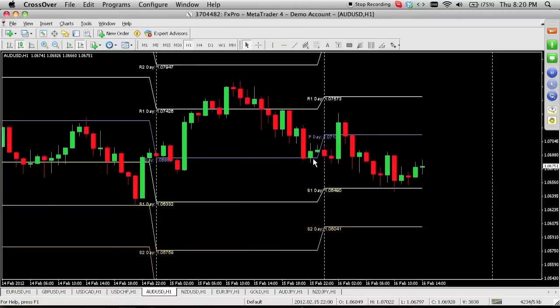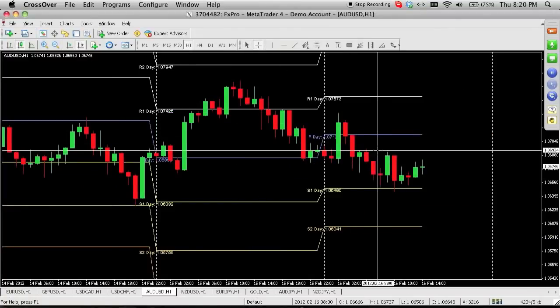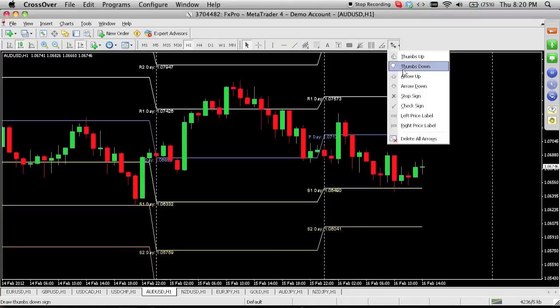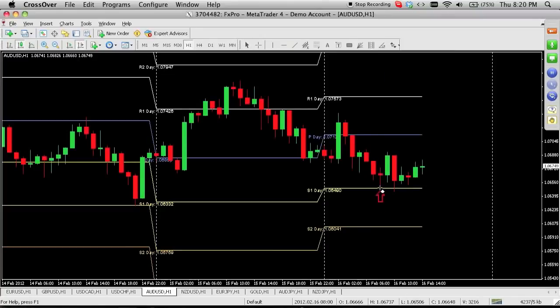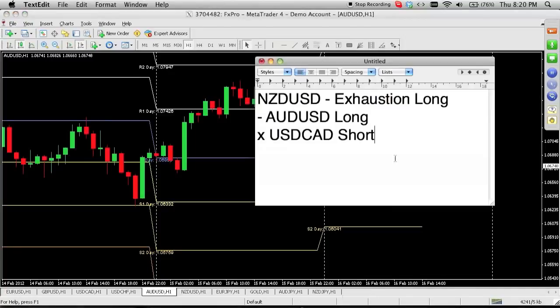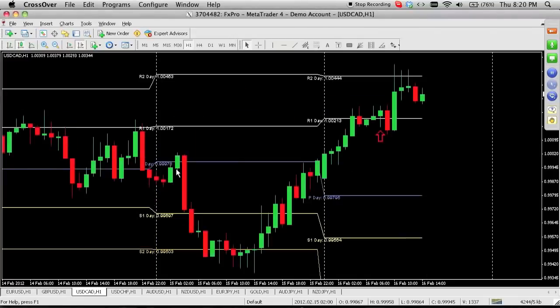Aussie dollar at 8 o'clock, which is this one here. It's giving us a similar exhaustion lookalike. It's not clear, but it has a lookalike. It's bouncing off of a pivot also, and it's saying long. So we can put here, okay. This is also an okay. US dollar CAD is saying short. Let's take a look at US dollar CAD. All right, here we go.